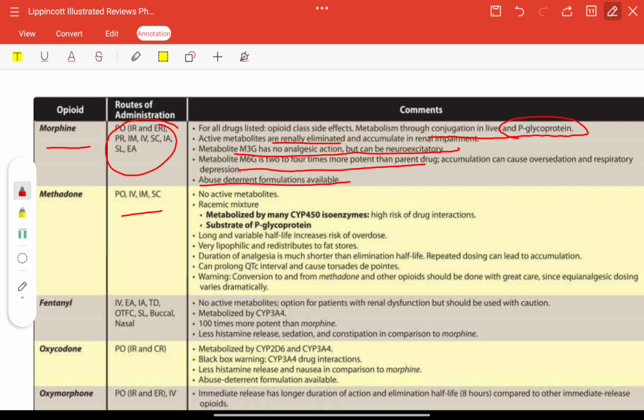Methadone is available in oral, IV, and other forms. No active metabolite, racemic mixture. The long variable half-life increases the risk of overdose. Very lipophilic. Duration of analgesia is much shorter than the elimination half-life, so repeated dosing will lead to accumulation. It will prolong the QT interval and can cause respiratory depression. Conversion to and from methadone and other opioids should be done with great care.